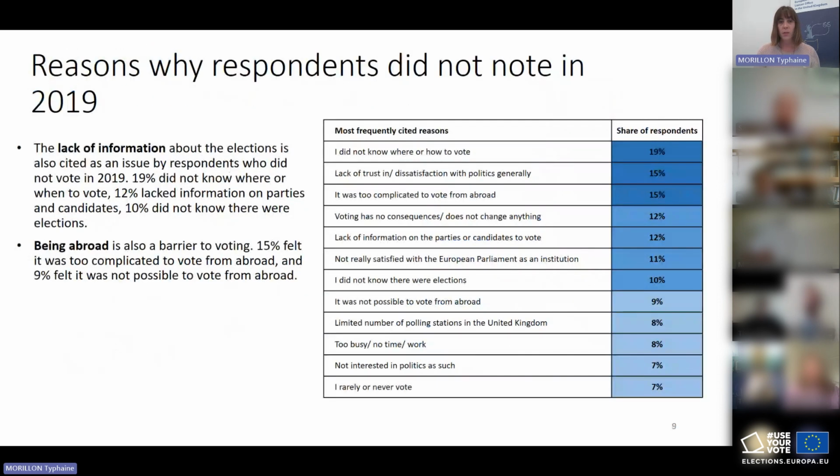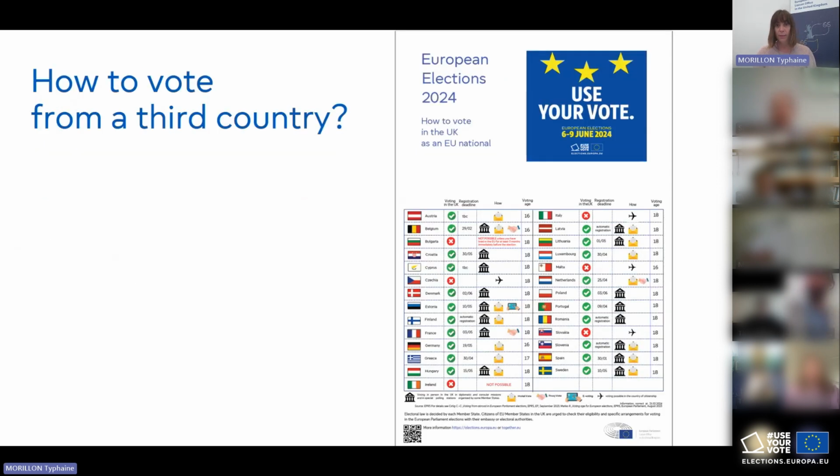Now, what is interesting for us as well is why, if they did not vote last time in 2019, why they didn't. And clearly the top two issues were the lack of information about the elections, that they were even taking place, and about where to vote and how to vote, and being abroad. So feeling sort of not really concerned by this vote, and that it was too complicated, which is true for many citizens.